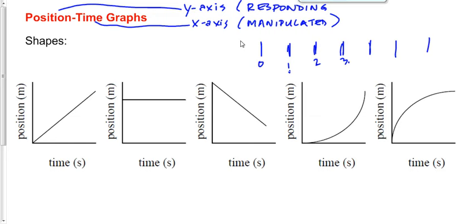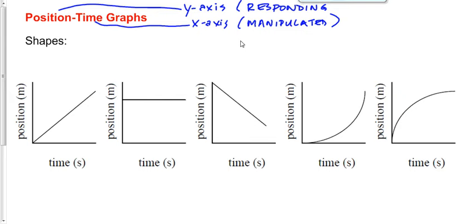We're manipulating the time. Where the object is responds to how long it's been moving for. Does that make sense? Where it is, it's where it is because of how long it's been moving for. So time would be our manipulated variable and position would be our responding variable. Therefore, time is on the x-axis and position is on the y-axis. Let's take a look at each of these shapes.